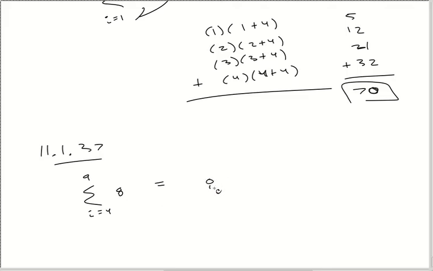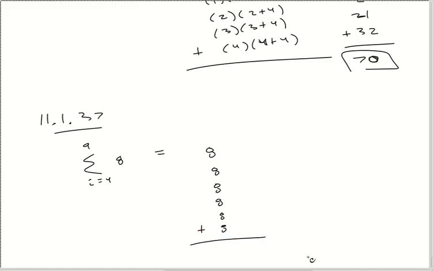And so then I have 8 whenever it was equal to 4, 8 whenever it was equal to 5, 8 whenever it was equal to 6, equal to 7, equal to 8, equal to 9. And I add them all up. What is that? 6 times 8 is 48. There you go.